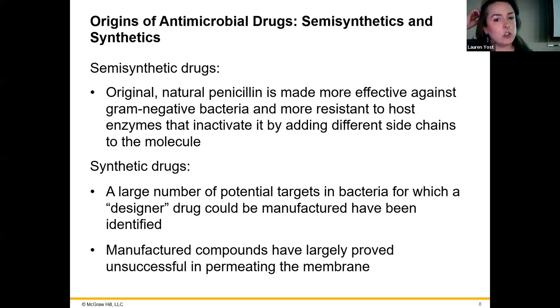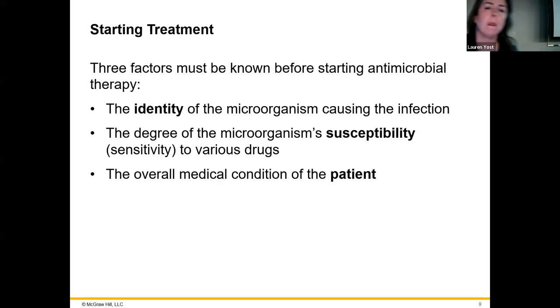We also have the synthetic drugs, like I said, manufacturing them from scratch, from what you know about chemistry and how microbes work. The problem is the ones that are manufactured from scratch tend not to cross the membrane of the targeted bacteria very well. So that's a problem.